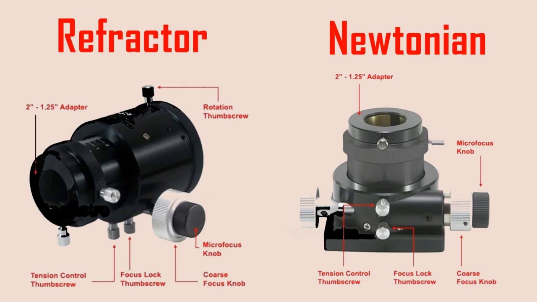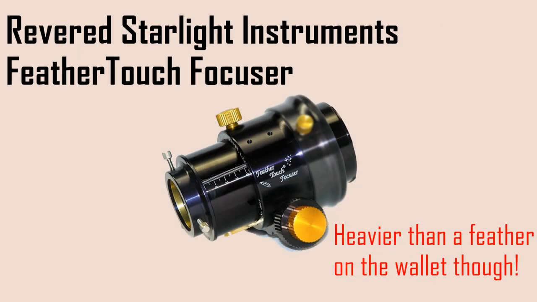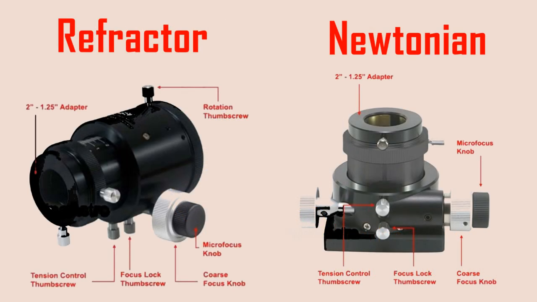Also, because classical Newtonians suffer from coma and refractors suffer from field curvature, we want a focuser that's large enough to take a coma corrector or field flattener, and these are commonly in the 2-inch fitting size. These things are really tricky to achieve on a budget, which is why some people spend more on a third-party focuser than others do on an entire telescope.